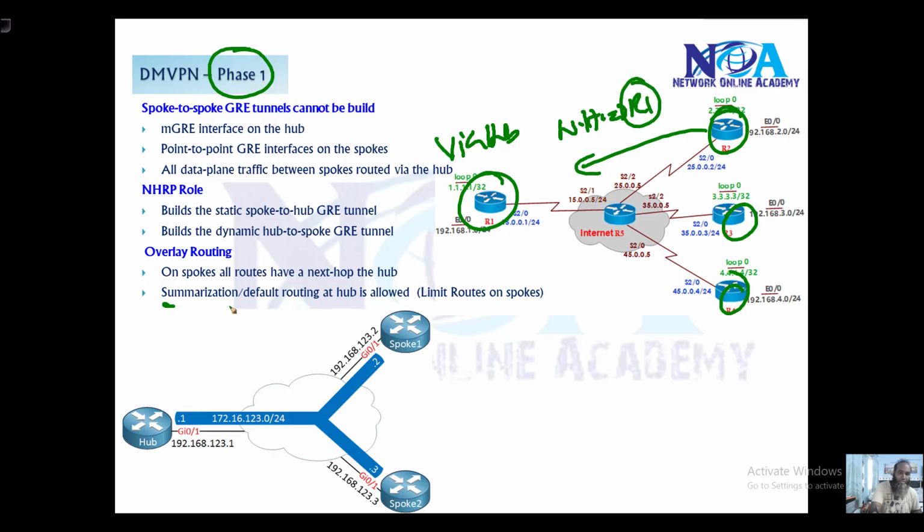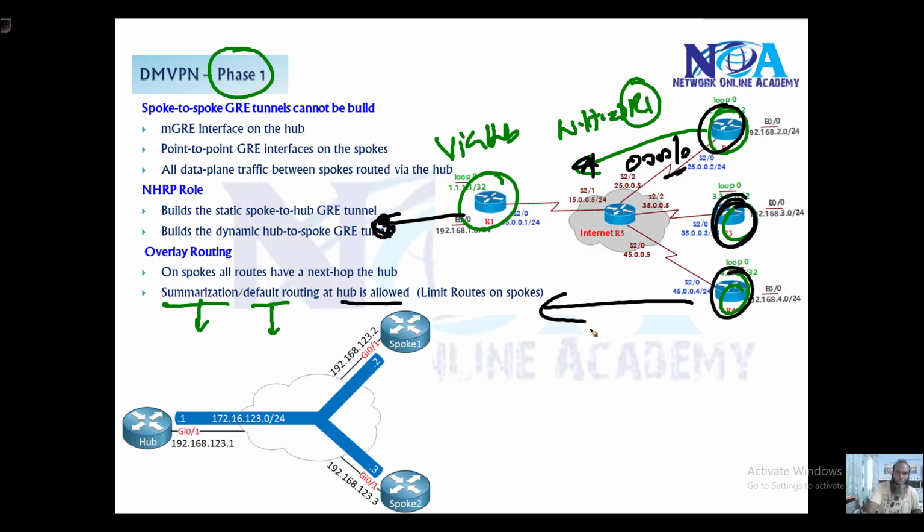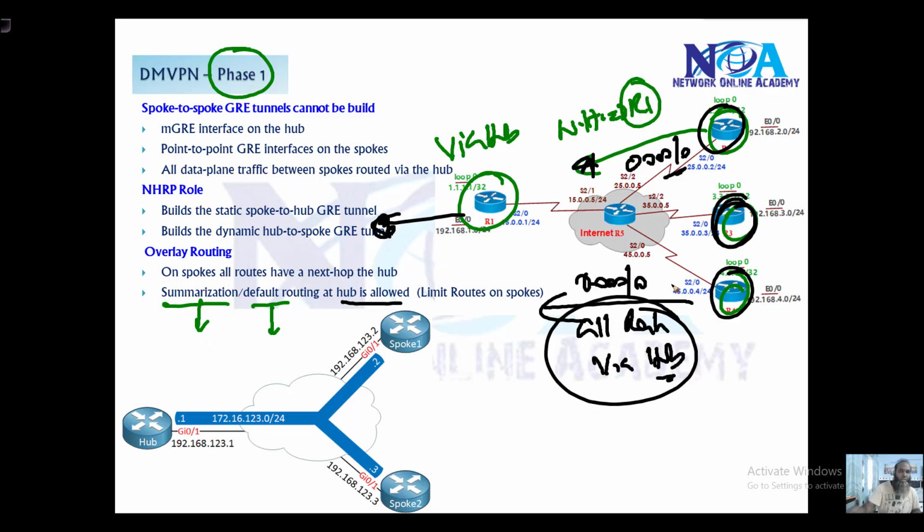So there is a chance of summarization, or the default routes can be configured, probably pointing towards the hub. So we can just have default routes that will minimize, or we can just have some kind of summarized routes. You can also summarize the routes basically. That will minimize the routing table size, especially on the spokes, because anyway to reach all the routes you have to go via the hub router, right? So basically you can just have a simple default route instead of maintaining individual routes in the routing table.